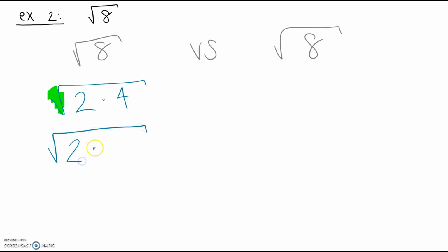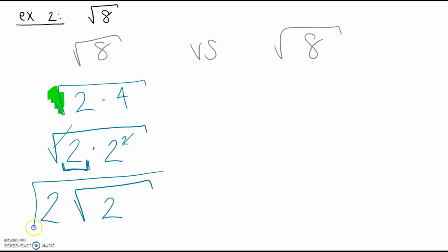And then I have 2 times, well, 4 is the same as 2 squared. So because this is 2 times 2, my 2's cancel. I can put a 2 on the outside, but this 2 stays inside. That's my final answer.